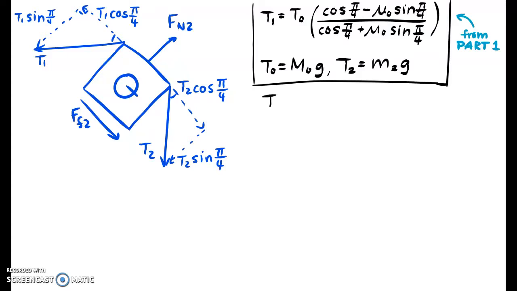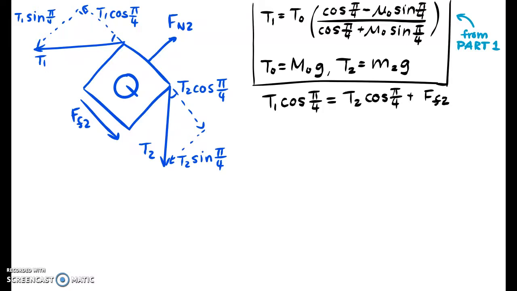So if we put that into an equation, we have T1 times cosine of pi over 4 is equal to T2 times cosine plus the force of friction.